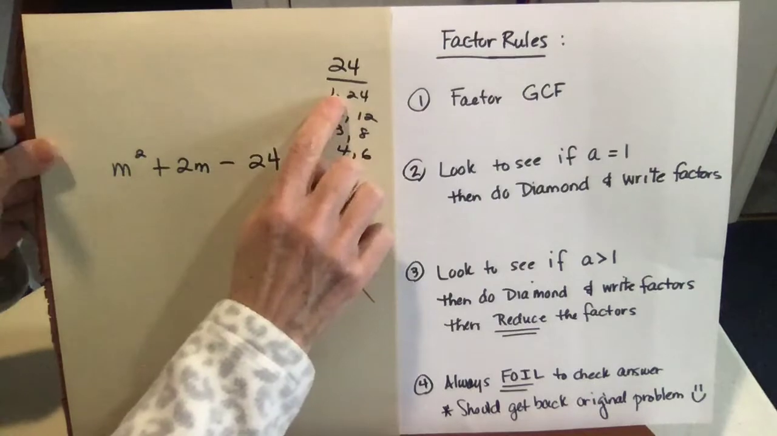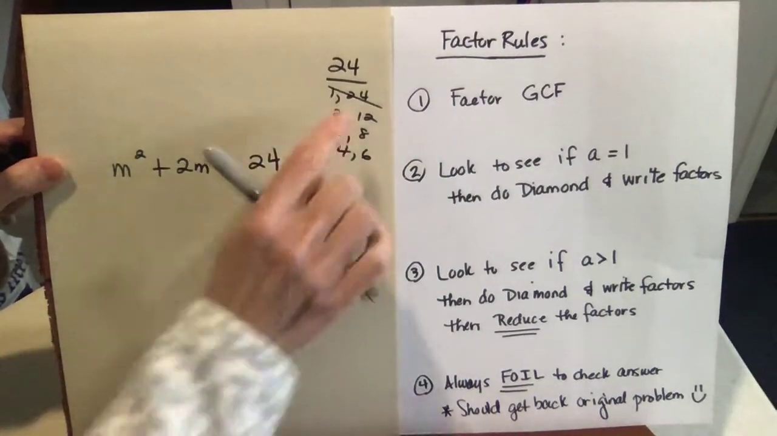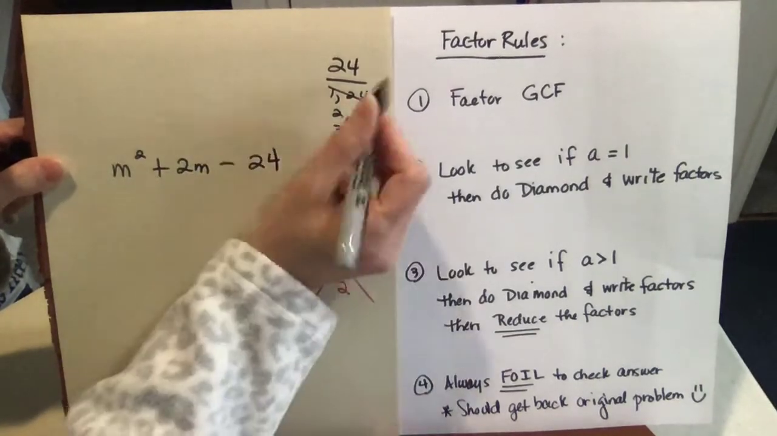All right, so if I add, I get 25, subtract, get 23. Well, that's not giving me 2. Get rid of it. I add 2 and 12, get 14. If I subtract, I get 10. That's not 2. Get rid of it.